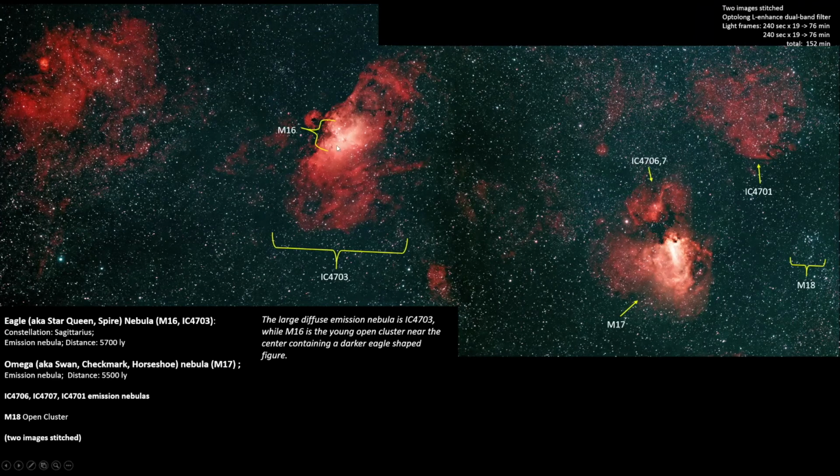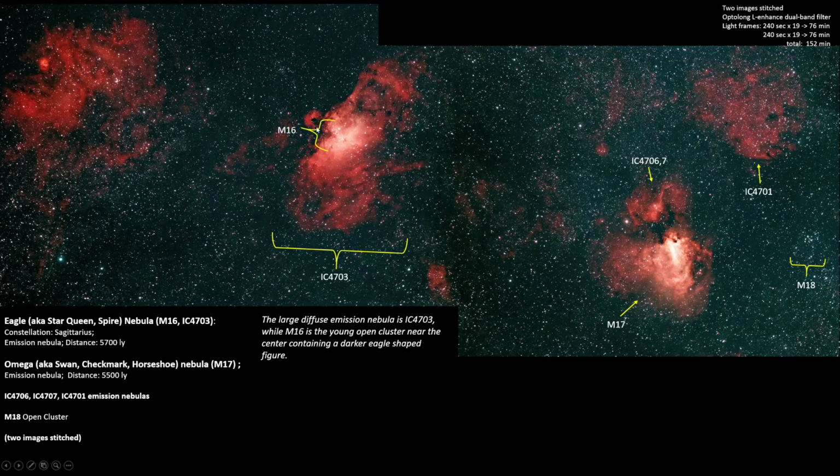The most prominent members of this image are M18, an open cluster, and then the Eagle Nebula, which this whole thing is often referred to as, M16. M16 is actually this open cluster within the larger H2 region nebula IC 4703, and then the Omega Nebula M17, which is over here.